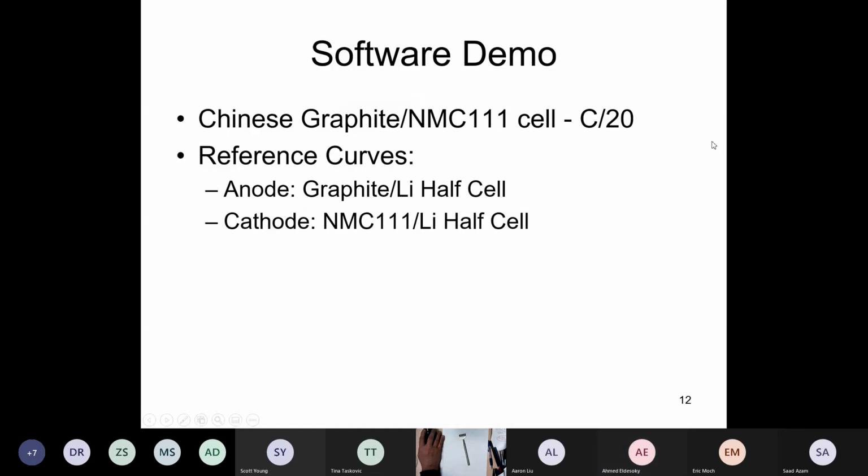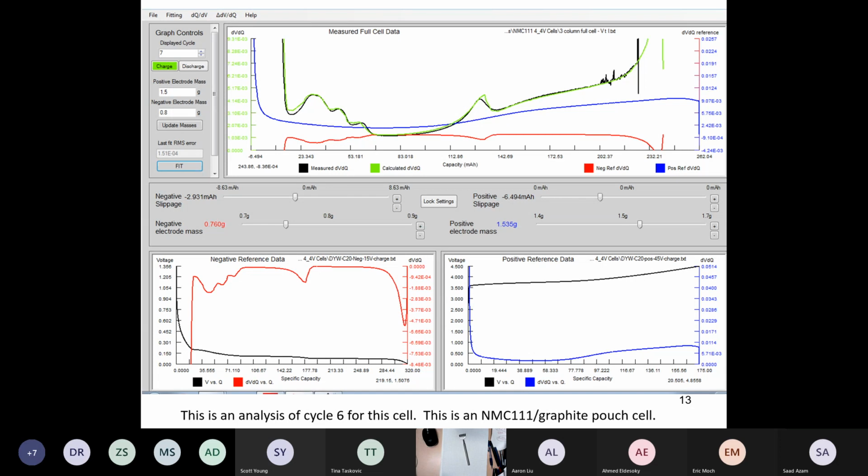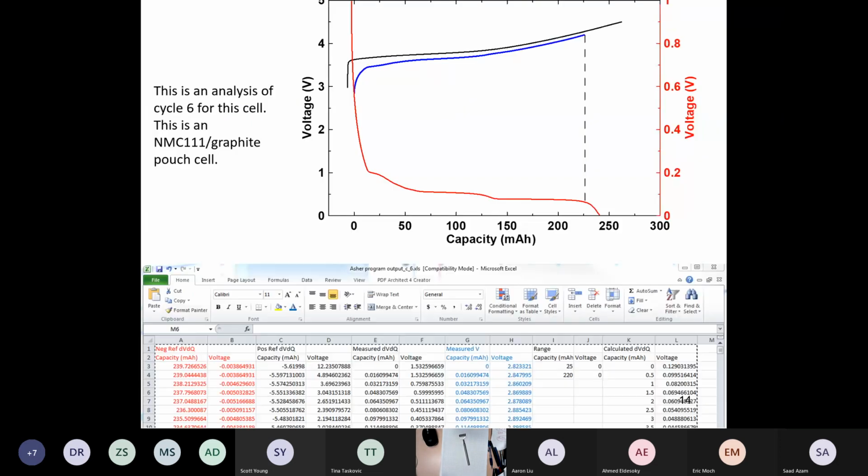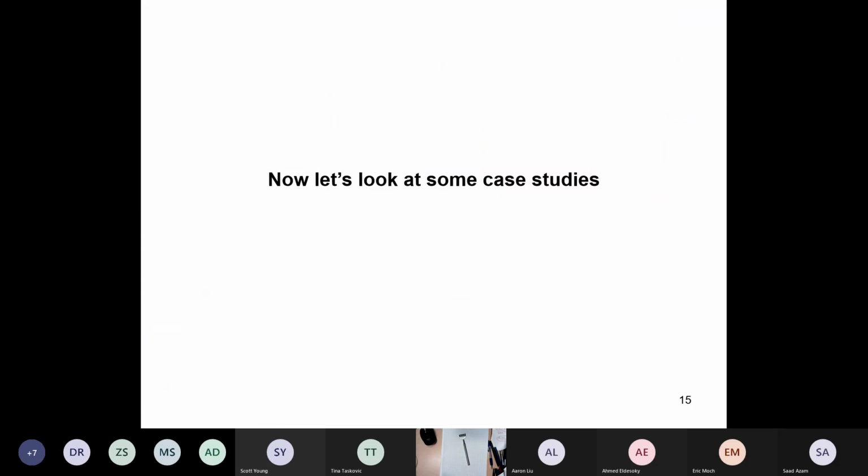Yep. Okay, great. So now we're going to do some case studies. I showed you this stuff: when you export data, you get all these columns, you can make nice graphs. And now let's look at some case studies.